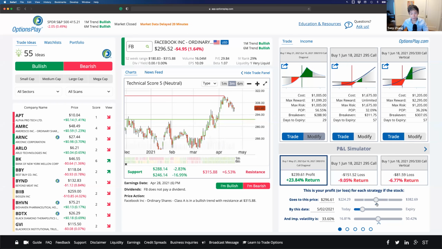So even if the stock doesn't move, notice how at 290, if the stock stays at 296, I'm going to gain on the diagonal spread just on theta versus the call option and the call spread.